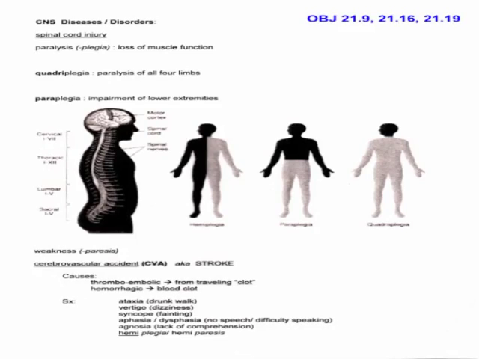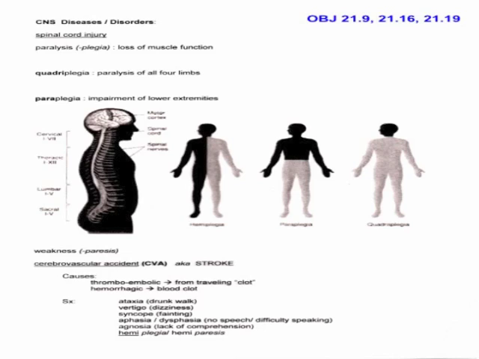Other CNS diseases and disorders, such as spinal cord injury, can result in paralysis, the root term plegia, loss of muscle function. Quadriplegia is paralysis of all four limbs, paraplegia is the impairment of the lower extremities, or we could see weakness, and the root term for that is paresis.